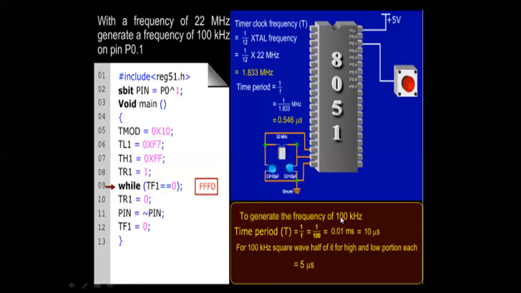So to generate the frequency of 100 kilohertz, we have to take the time period as 1 divided by 100 kilohertz, that is equal to 10 microseconds. So 10 microseconds is required here. For a 100 kilohertz square wave, the high and low portions will require 5 microseconds each. Half for high and half for low. It means 10 divided by 2, you'll get a 5 microsecond value.